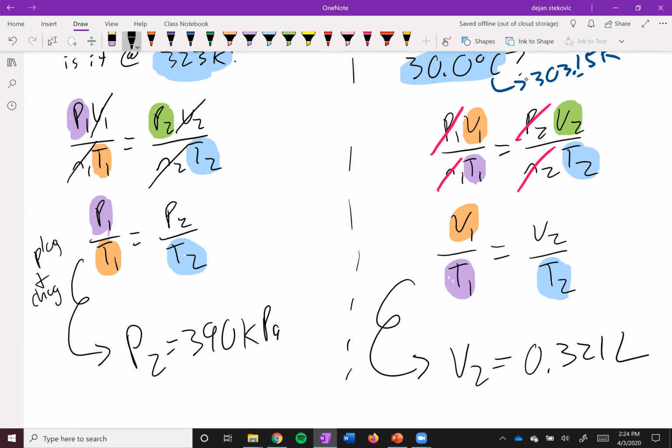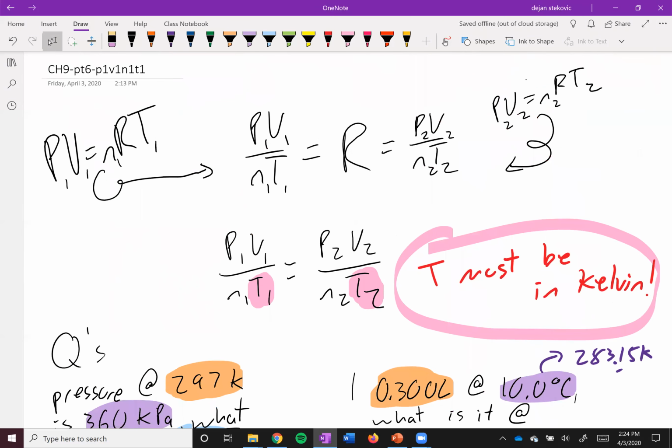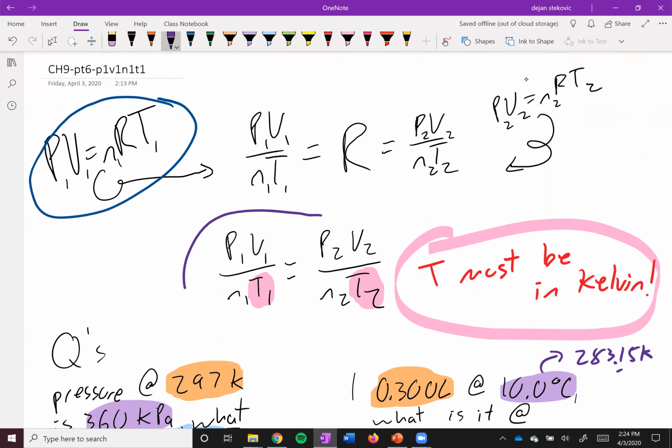So just be able to do these kinds of plugging and chugging problems. And really the trick to this question is to be able to go from PV equals nRT over to this P1V1 over n1T1 equals P2V2 over n2T2. You can memorize it, or you can just simply use the equation to get there.